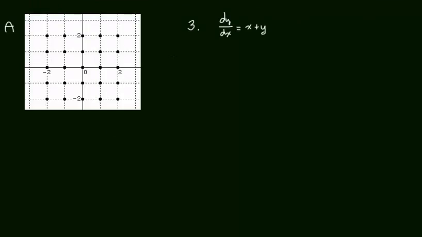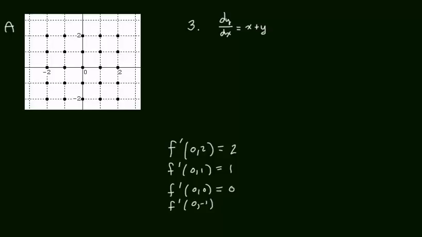Example number 3, dy dx equals x plus y. We're going to make the slope field. I'm going to go below down here to do it. I'm going to walk down the center column of points. So let's do f prime at 0, 2. This is pretty easy because it's just the sum of the x and y, so that's going to be 2. F prime at 0, 1 is 1. F prime at 0, 0 is equal to 0. F prime at 0, -1 is -1. F prime at 0, -2 is -2.